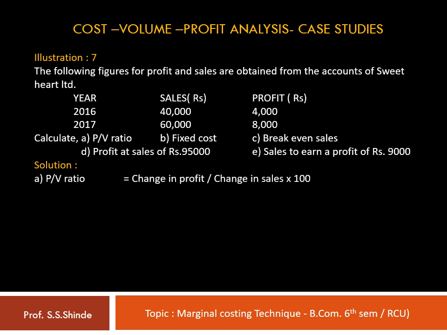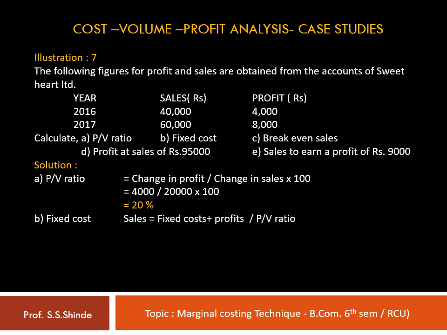So PV ratio is equal to change in profit divided by change in sales into 100. Now based on the variables given, we have used this particular equation. So now let's put up the amounts over here. So change in profit is 4,000, that is 8,000 minus 4,000, and change in sales is 60,000 minus 40,000, that is 20,000, into 100. So the PV ratio works out to 20%.